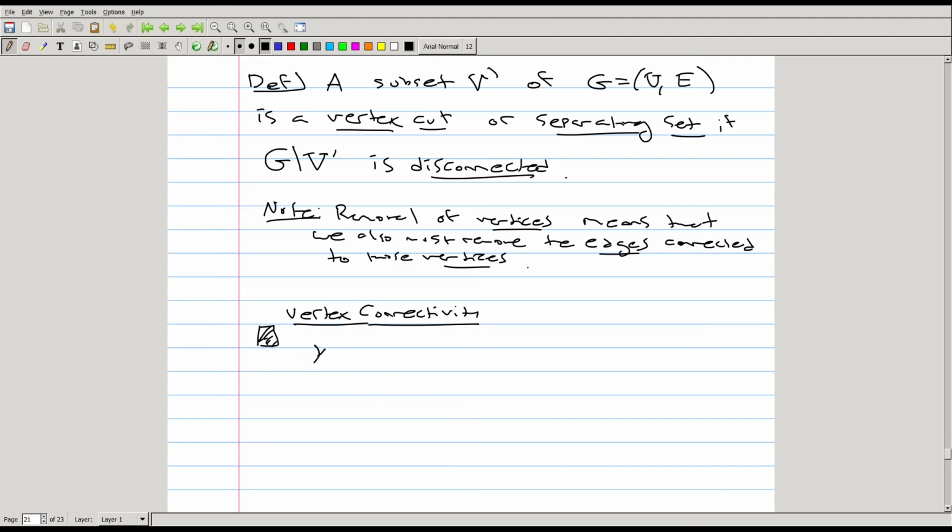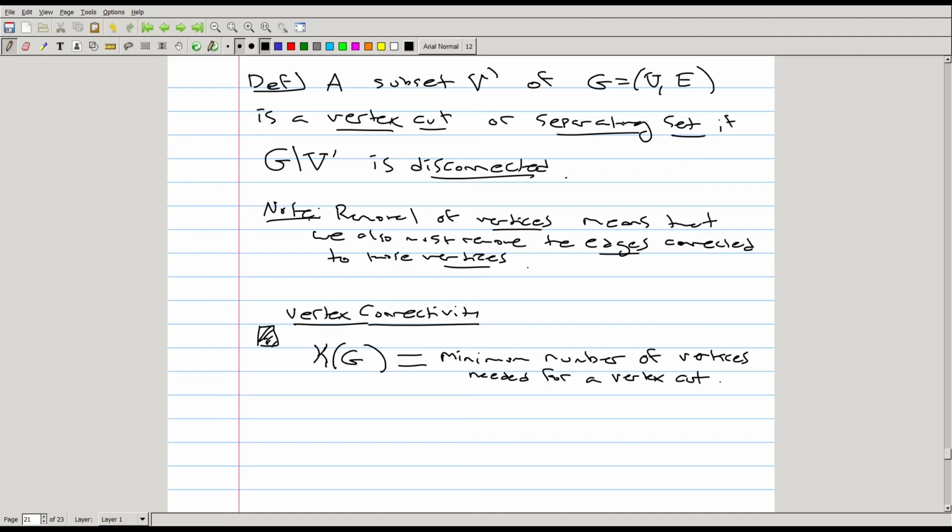This is kappa, Greek symbol kappa of G, and this is the minimum number of vertices needed for a vertex cut. So in other words, it's the smallest number of vertices that you need to remove to disconnect the graph.